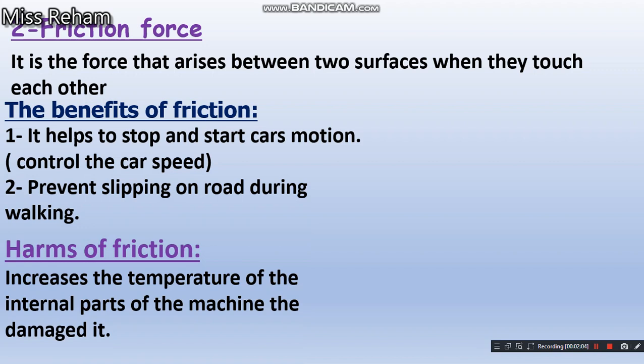Friction force also has many harms. What are the harms of friction force? Friction force increases the temperature between the internal parts of the machine. Increasing temperature means the machine will be damaged. How can we decrease friction force to protect the machine from damage?